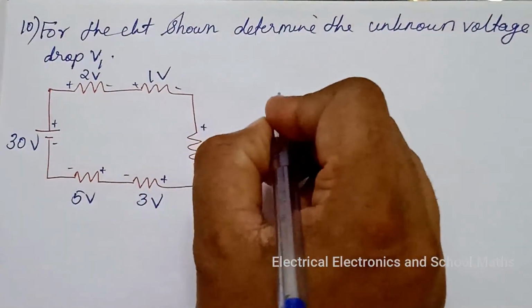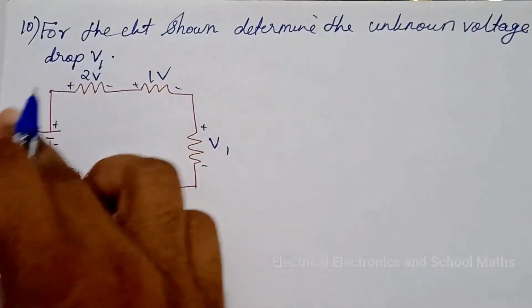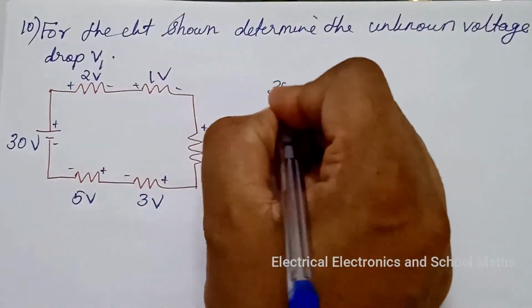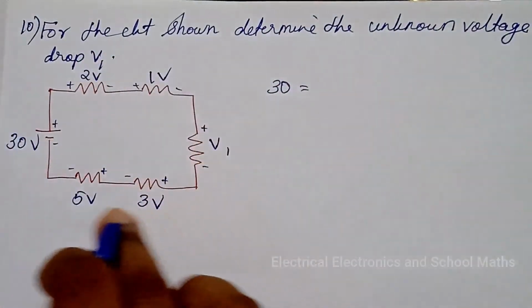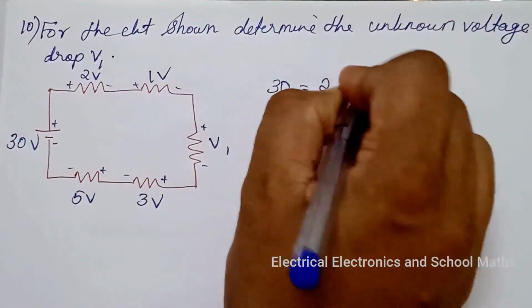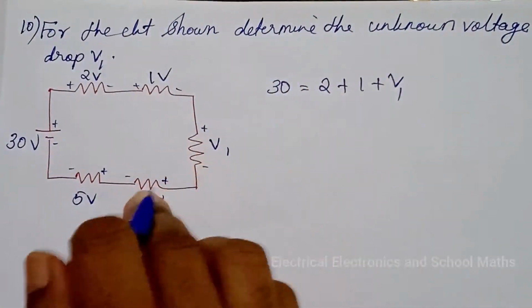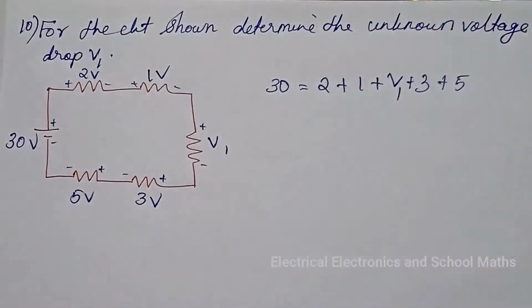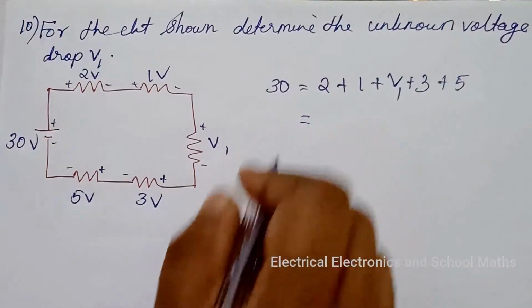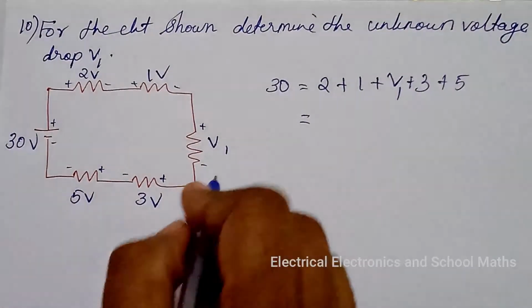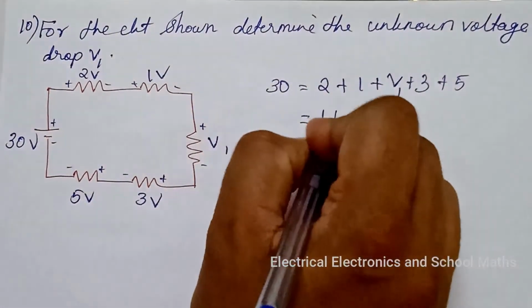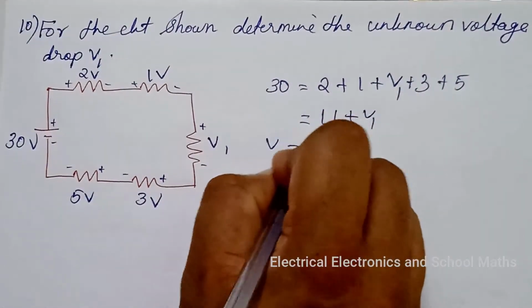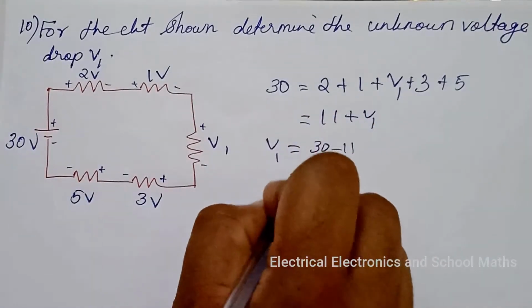That is, we can write: here there is only one potential rise, that is 30, equal to the sum of potential drops, 2 plus 1 plus V1 plus 3 plus 5. That is 11 plus V1. From this we get V1 equal to 30 minus 11 equal to 19 volt.